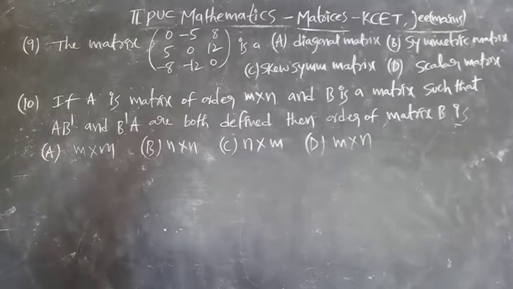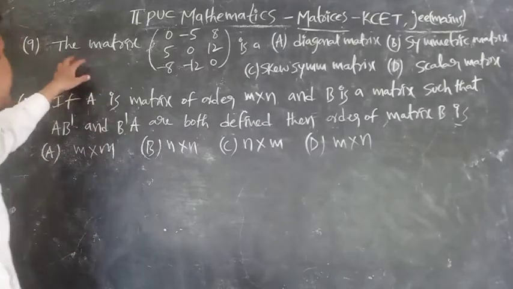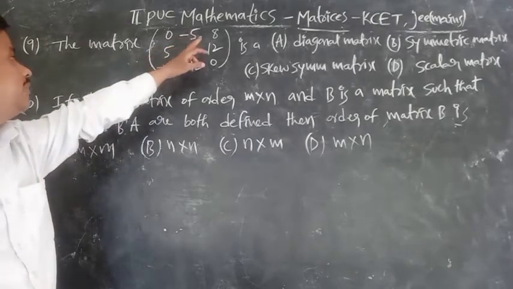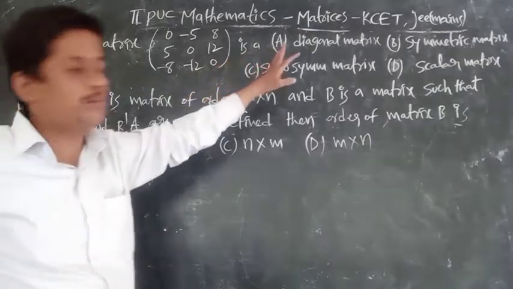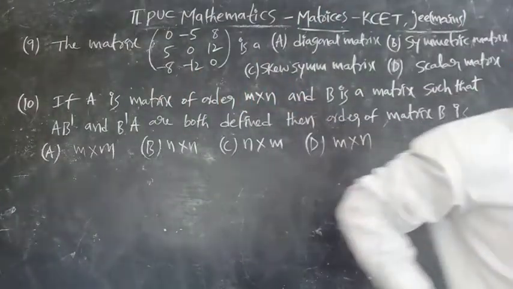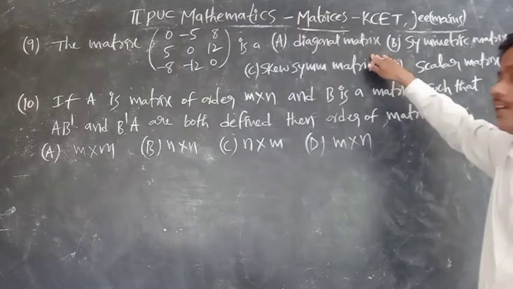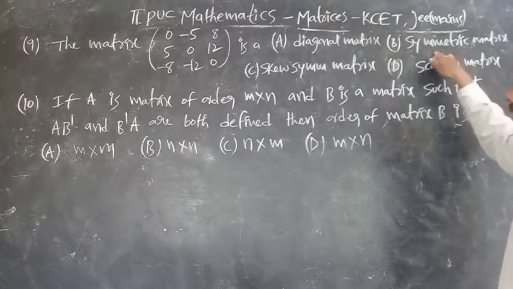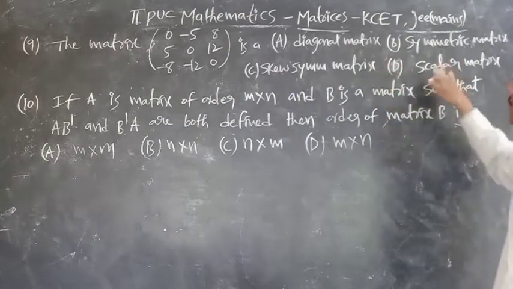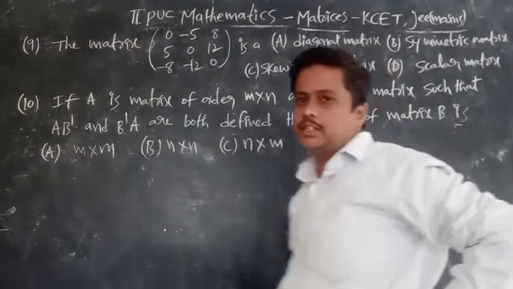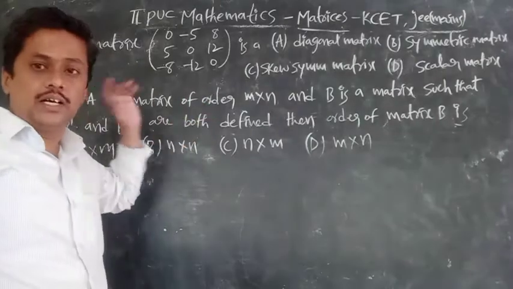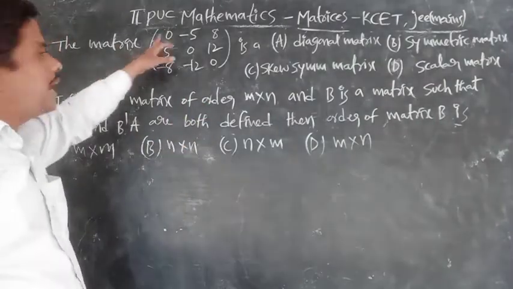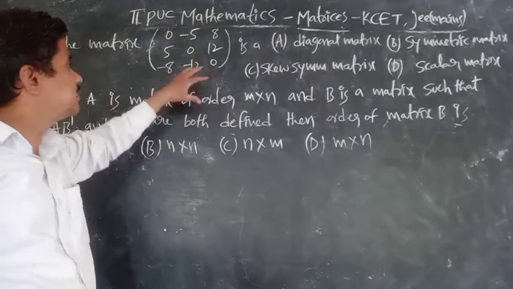My dear students, next we will move to the next question. Question number 9. The matrix 0 -5 8, 5 0 12, -8 -12 0 is. Option A, diagonal matrix. Option B, symmetric matrix. Option C, skew symmetric matrix. Option D, scalar matrix. This is a very important question, also important for the theory. By observing only, we can tell that it is a skew symmetric matrix.